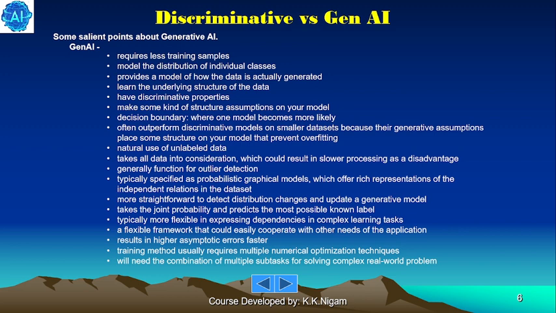So results in higher asymptotic errors faster. Training methods usually require multiple numerical optimization techniques. Will need the combination of multiple subtasks for solving complex and real-world problems.